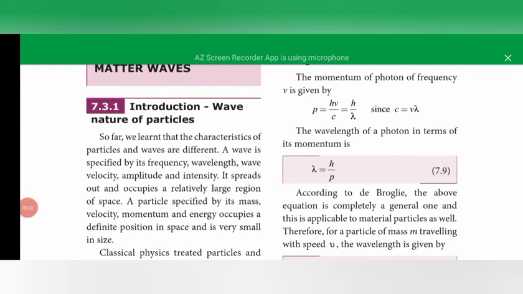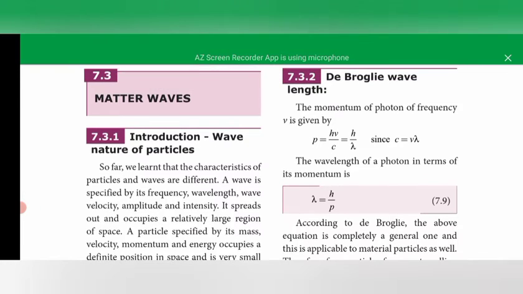So in this second video, we will see about matter waves. In the introduction, we look at the wave nature of the particle. Here the wave can be specified by a frequency, wavelength, amplitude, and intensity. It can be spread out and occupies a relatively large region of space.